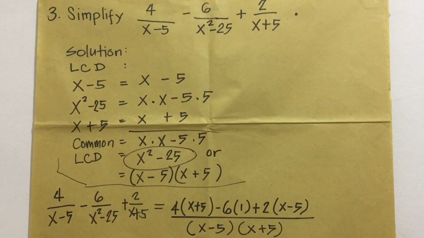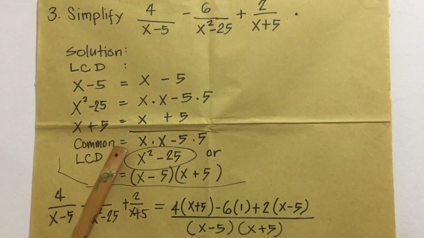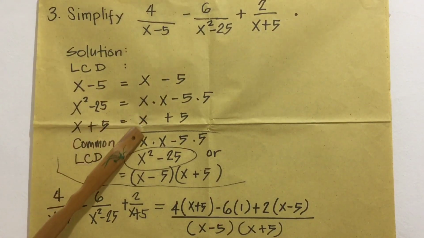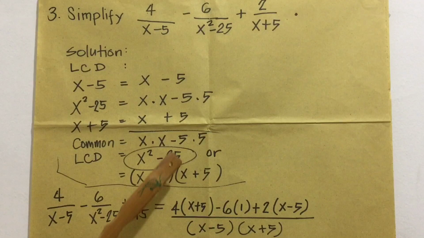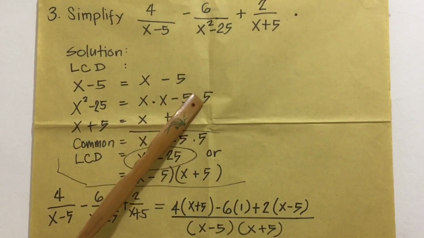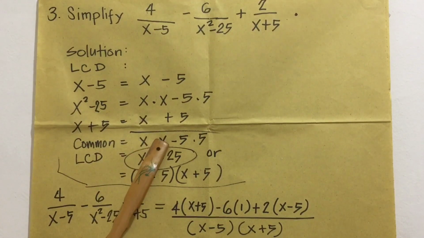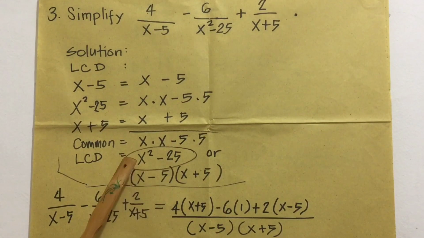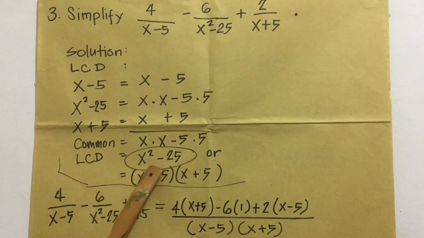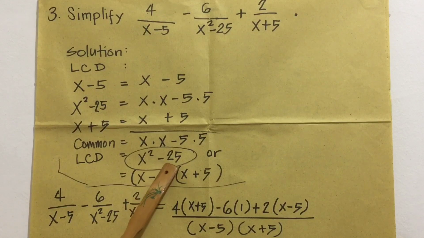And our purpose of this is to determine the common. And we have now the common for x, and we have the rest of x here. And we have common for 5, then 5. Then we're going to simplify. X times x equals x squared. 5 times 5 equals negative 25. So this is now our LCD.